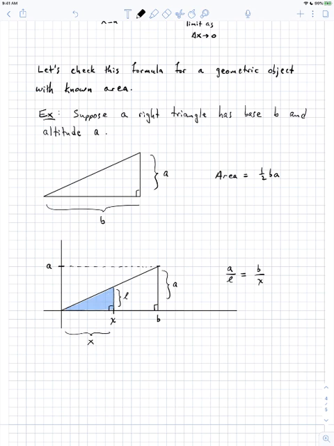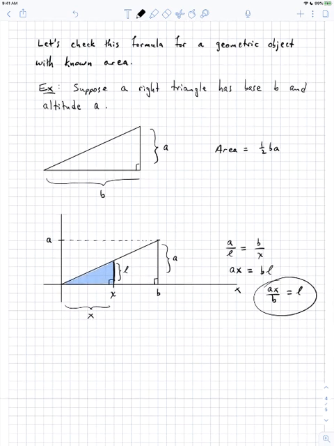Because x tells me how far away I am from the origin in the x direction. So I know that this length right here is x. That's the base of my small triangle. So the altitude of my big triangle to the altitude of my small triangle must be equal to the base of my big triangle to the base of my small triangle. So what I'm going to do now is solve for L in terms of x. So I can cross multiply. Ax equals B times L. So divide by B. You have Ax over B is equal to L. This is our altitude. So that's the length of our cross section.